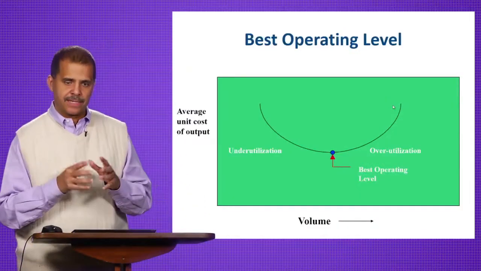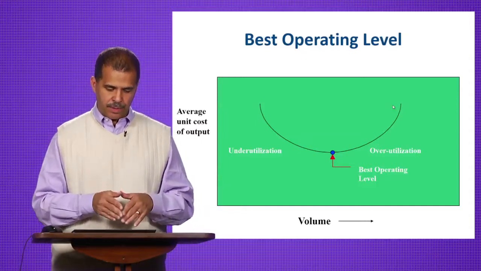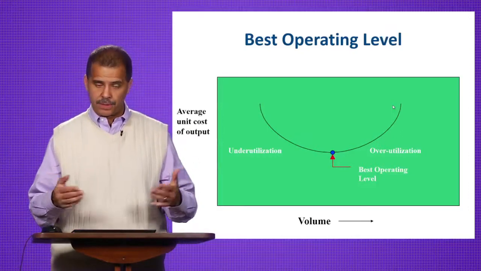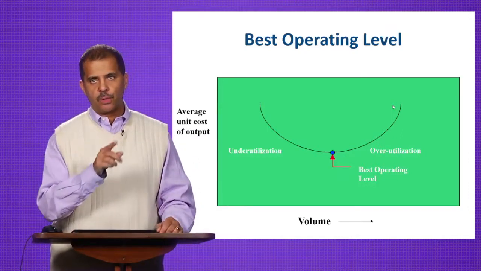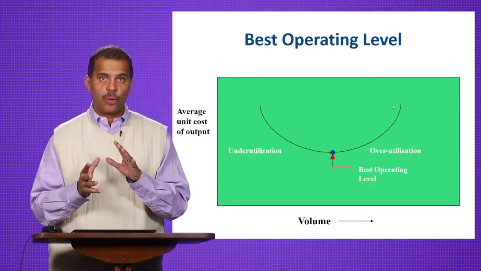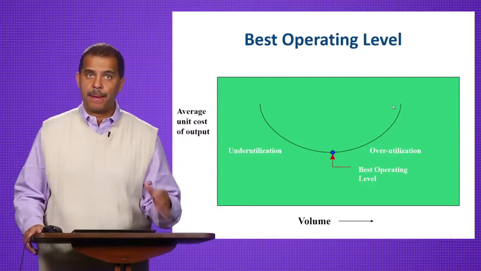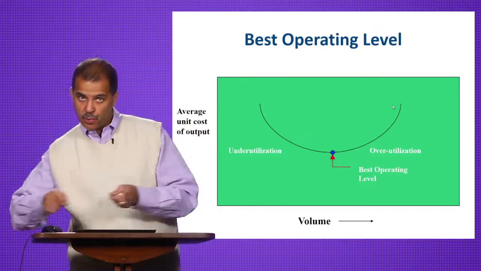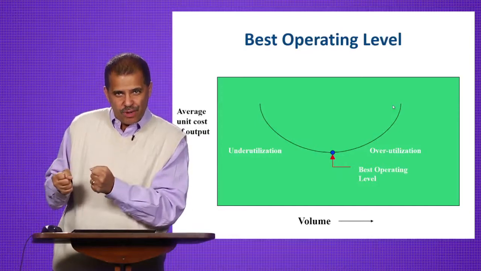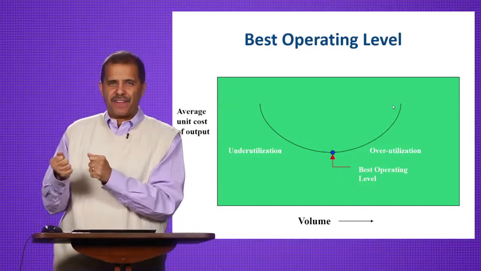So here's a graph that I was telling you about, best operating level. If you notice on the bottom, it has volume from low to high, and it has average unit cost of output from low to high. So if you note, you see the underutilization. So you're not fully deploying all the assets that you have available. That's not optimal from a financial point of view, maybe from a staffing point of view. Then if you swing over, then you have overutilization. So here you have stretched resources. People are having to do overtime. Maybe things are feeling squeezed.